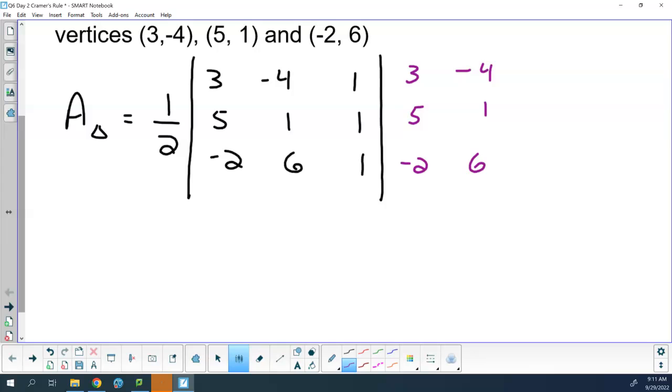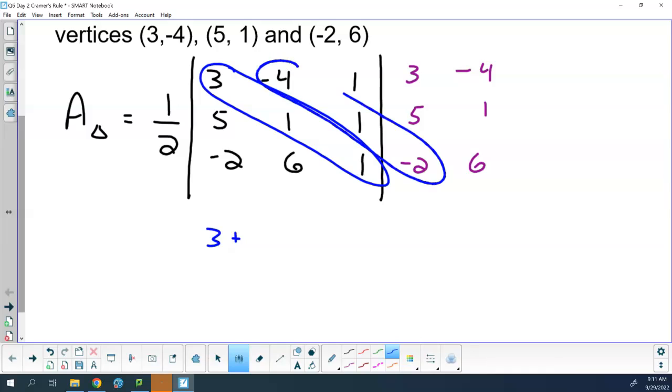So start by rewriting the first 2 columns, yes? And then what's our rule? Crisscross, right? Criss minus the cross. Okay? So here's my first criss. 3 times 1 times 1 is 3. Here's my next criss. -4 times 1 times -2 is +8. Here's my next criss. 1 times 5 times 6 is 30.